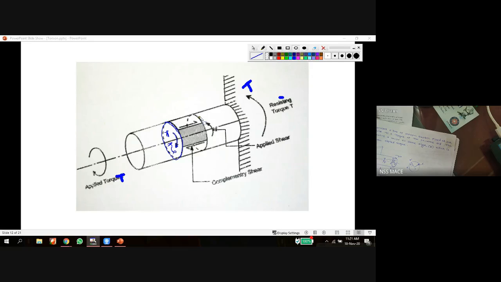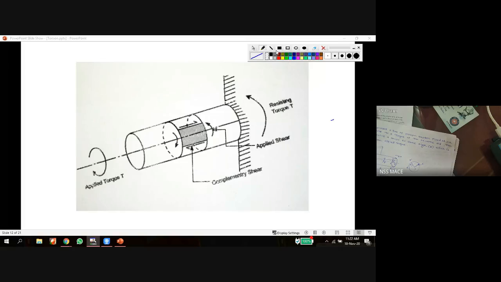This is the same cross section. If you take the front view of that cross section, this will be the shear force direction or shear stress direction about the center. Along the plane of that cross section, shear force or shear stress is developed. So this is the shear stress, and we already discussed complementary shear stress in the second module and first module.